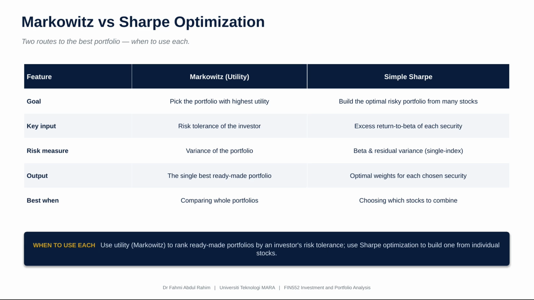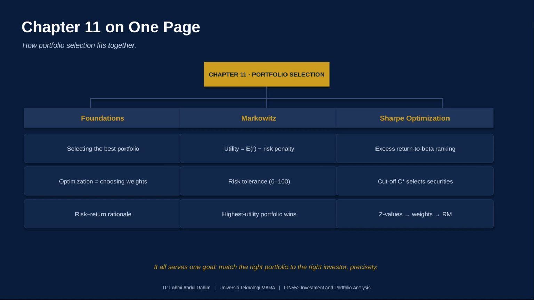Let us bring the whole chapter together on one page. Here is the whole chapter on a single page, your revision map. At the top, our subject, Chapter 11, Portfolio Selection. Everything flows into three pillars. The first pillar, Foundations, covers what it means to select the best portfolio, the idea that optimization means choosing the weights, and the risk-return rationale, the trade-off every investor faces.